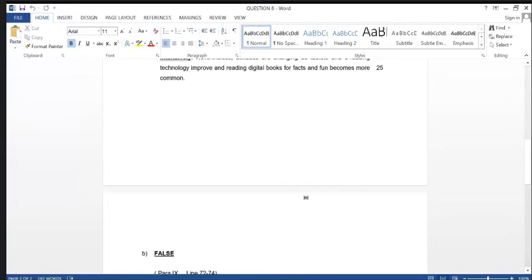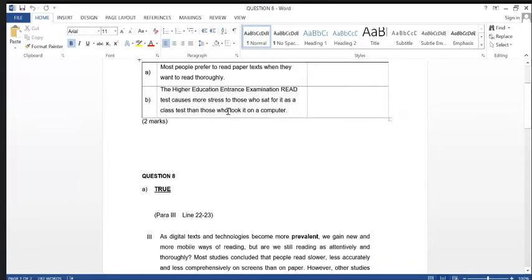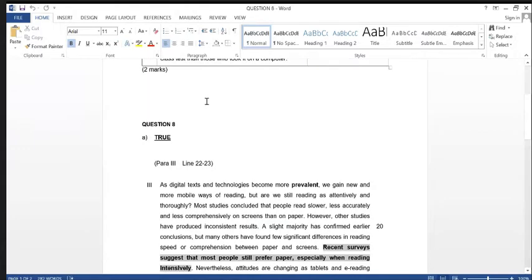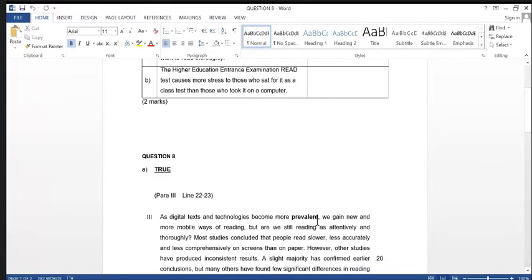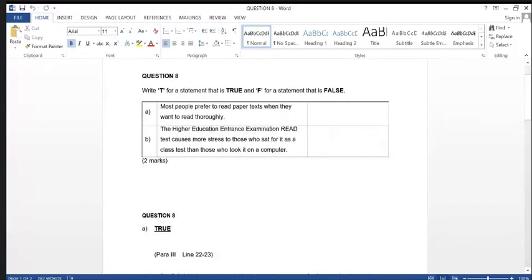But here dia dah tukar statement dia. Dia kata the one that took it in class more stress. So it's not true because it's contradicting to what is available in the original text. Therefore, the answer is false. So you just have to answer true and false. Tak payahlah tulis line ke paragraph apa tu, tak ada lah.